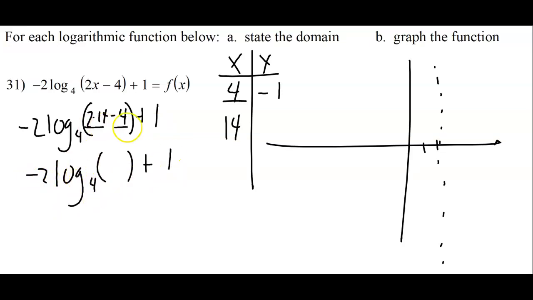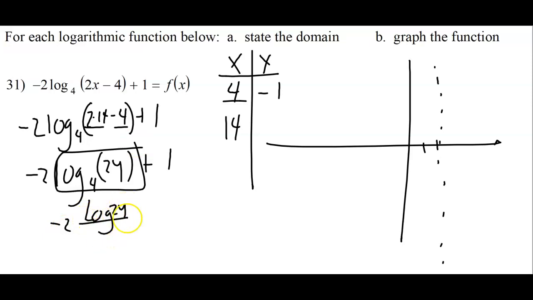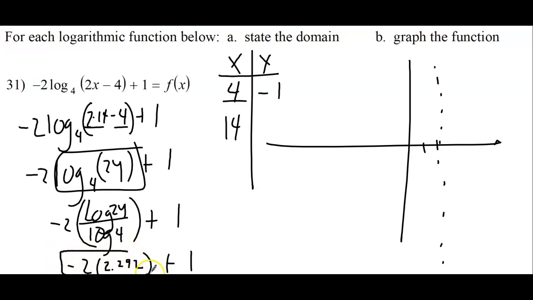So that's 28, take away 4 is 24. And so that's one where I would have to use the change of base. So we'll do log of 24 over log of 4 there. And for that, we will need a calculator once again. Get 2.292. Then we'll go ahead and multiply these together and then add 1.